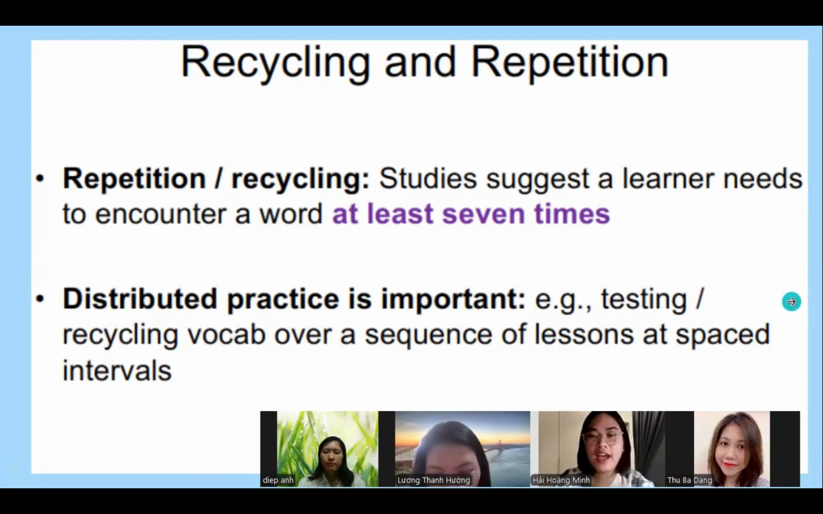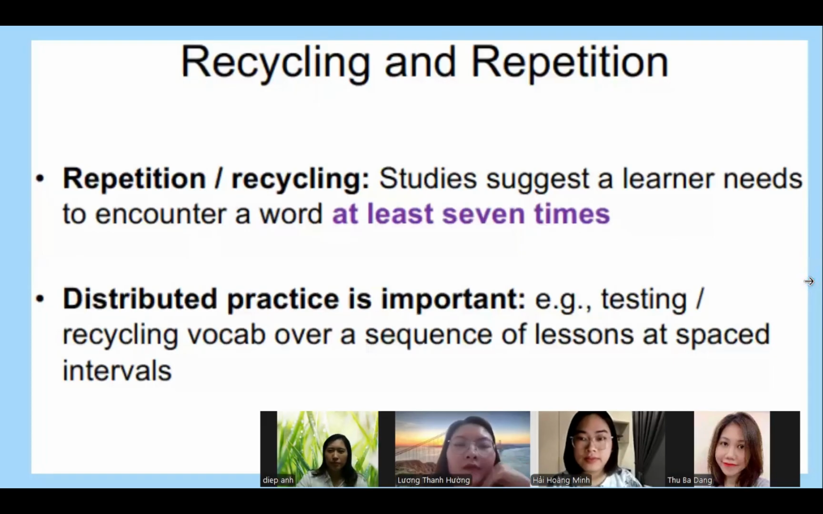Okay, expert, may I ask you a question? Yes, of course. I wonder, does the space interval of vocab repetition last for the same time period? No, it does not last for the same time periods.